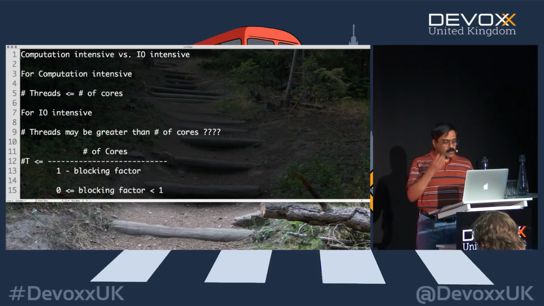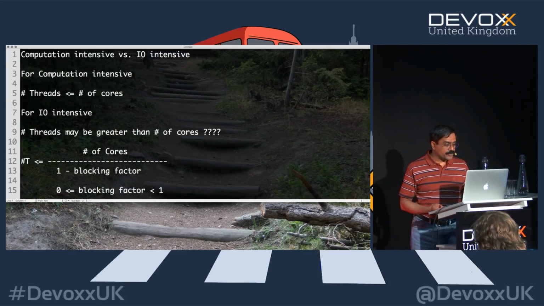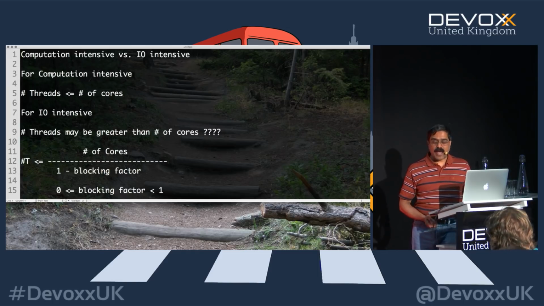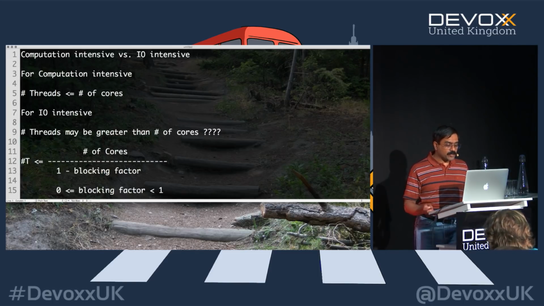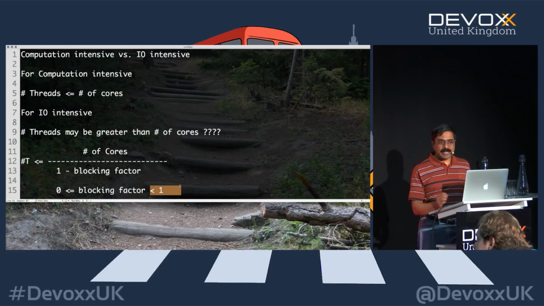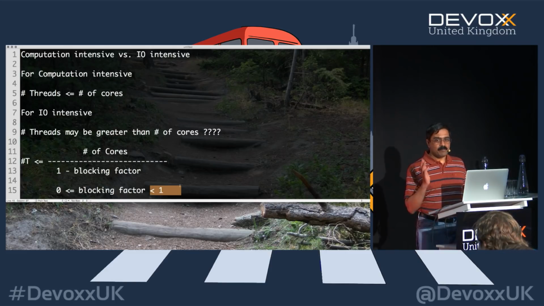So the number of threads is less than or equal to number of cores divided by 1 minus the blocking factor, where the blocking factor is a value 0 less than or equal to blocking factor but less than 1. If the blocking factor is equal to 1, you have a deadlock. So definitely you don't want that, but less than 1.